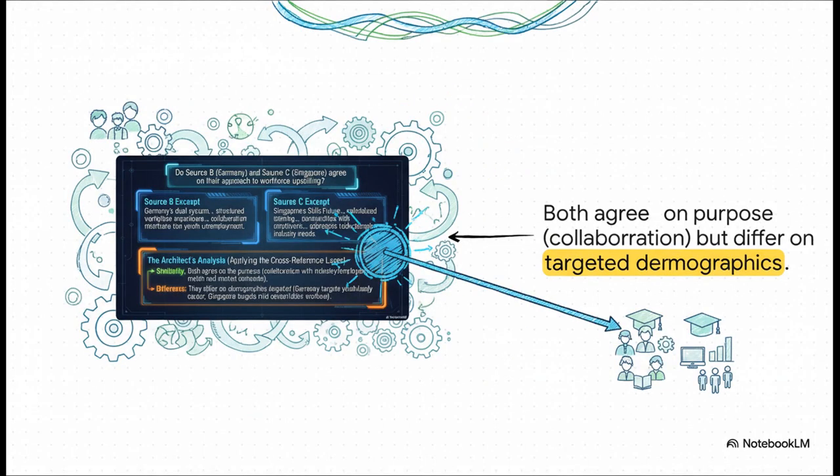Okay, let's see this laser in action. If we compare Germany's and Singapore's approach to upskilling workers, we find a similarity right away. Both agree that the purpose is to collaborate with industry. But the laser also reveals a really important difference. They're targeting different people. Germany is focusing on its youth, while Singapore is targeting mid-career workers. This kind of nuanced analysis is exactly what inspectors are looking for.